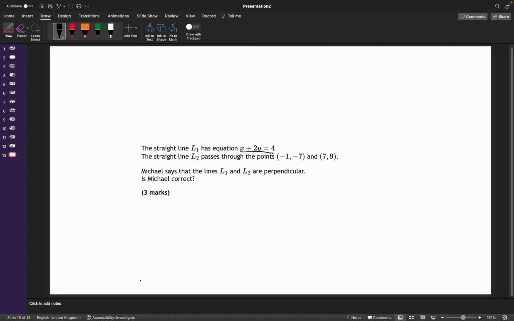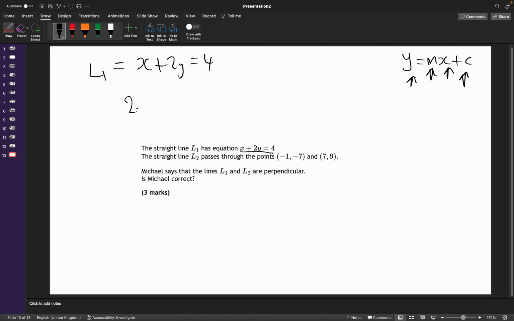The straight line L2 passes through the points -1, -7, and 7, 9. Are these lines perpendicular? So first we have the line L1, which has the equation x plus 2y equals 4. Let's write it into the generic formula of y equals mx plus c, where x is the x and y is the y coordinate, m is the gradient, and c is the y-intercept.